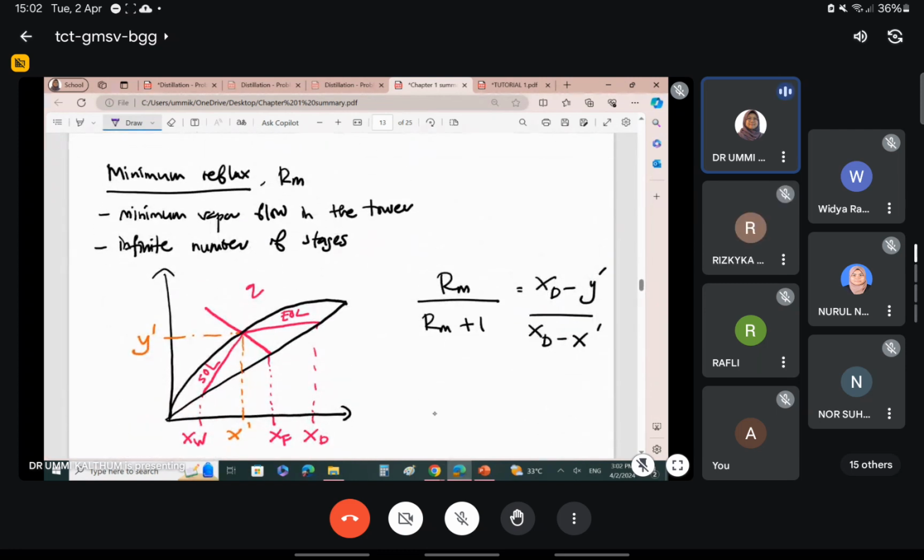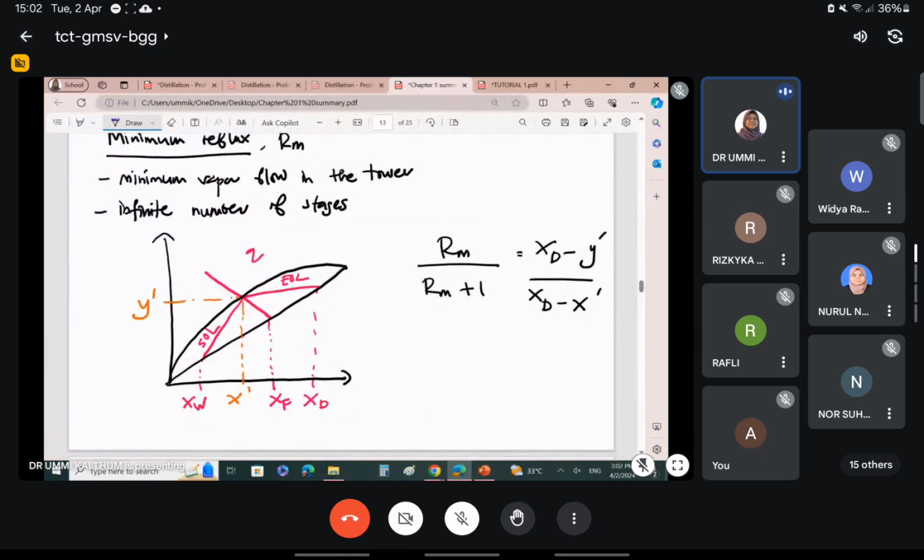Minimum reflux. So minimum reflux means minimum vapor flow in the tower. Okay, if the total reflux give minimum number of stages, minimum reflux give infinity number of stages. Kita tak boleh kira stages. Okay, because the enriching operating line is move farther from the 45 degree ke equilibrium line. Okay, sama juga dengan stripping. So dia bertemu di sini.